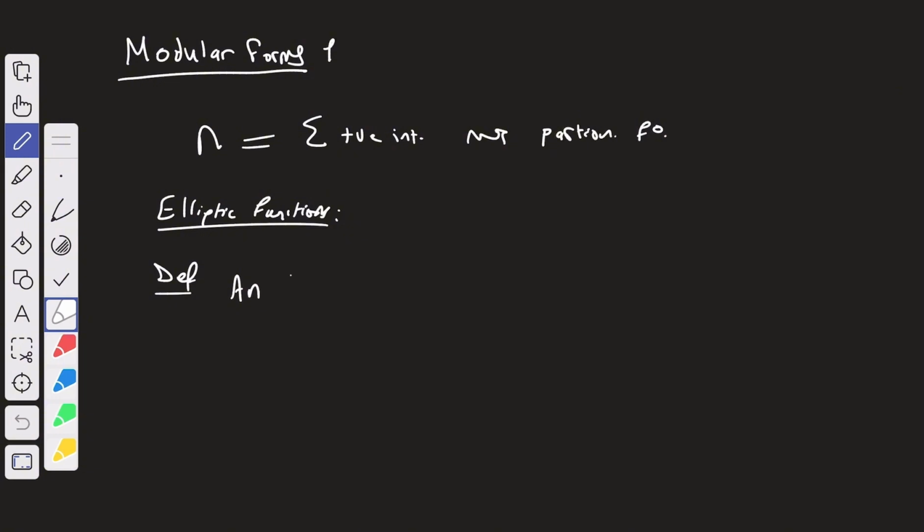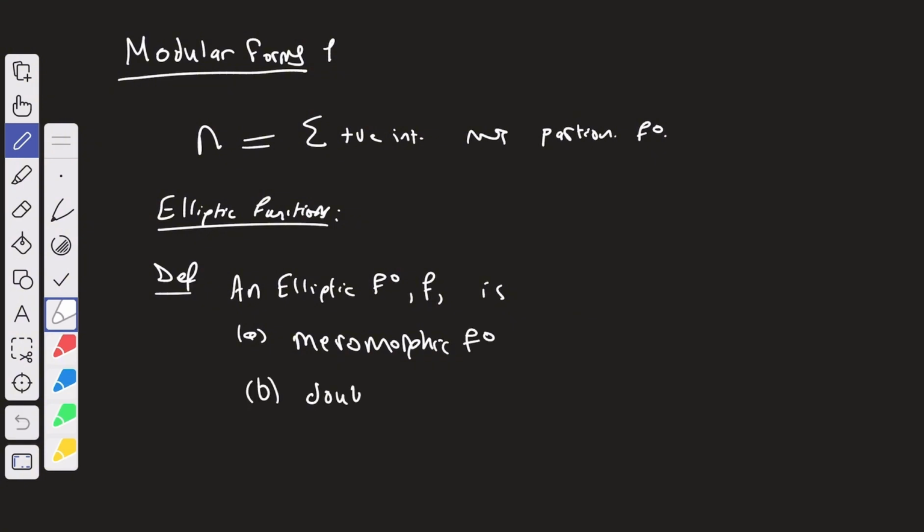An elliptic function f is a meromorphic function and it's doubly periodic. So let's pause here and just talk about these terms. By meromorphic function, I remind you that it's a function that is holomorphic up to some discrete set of poles.